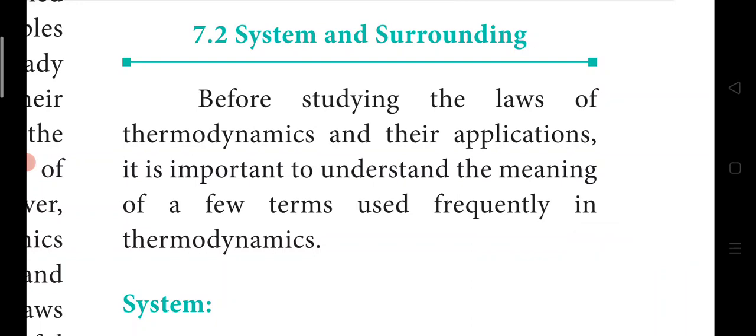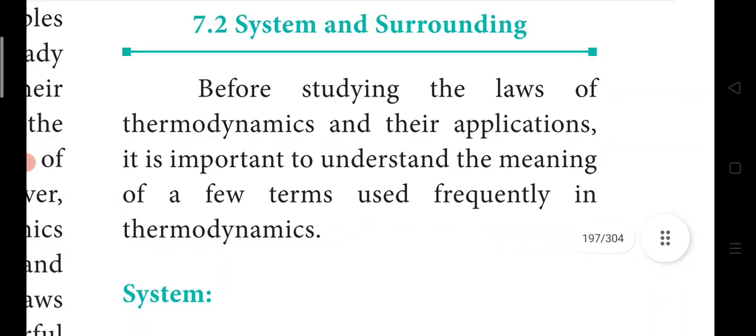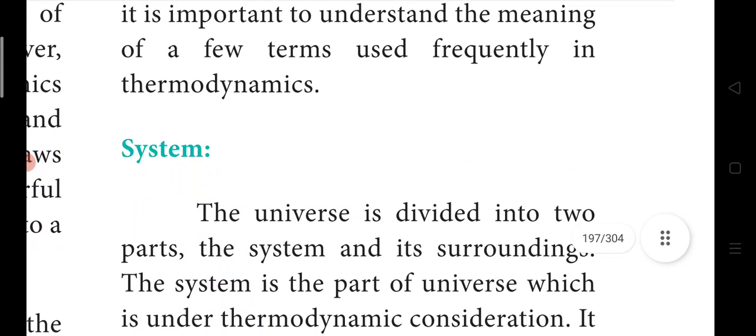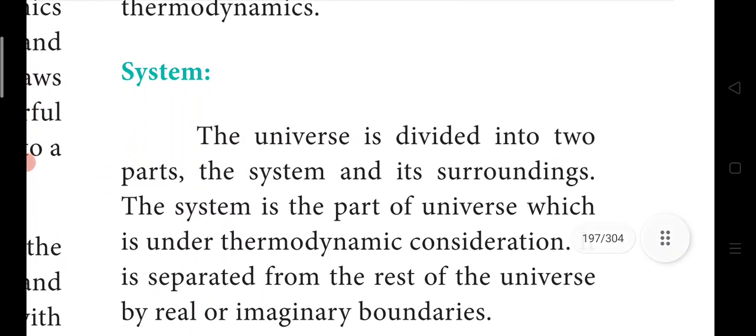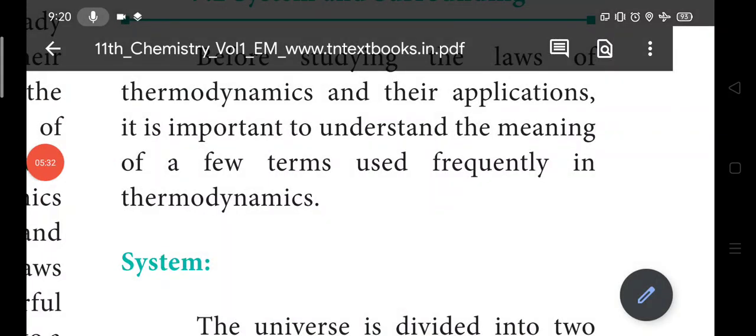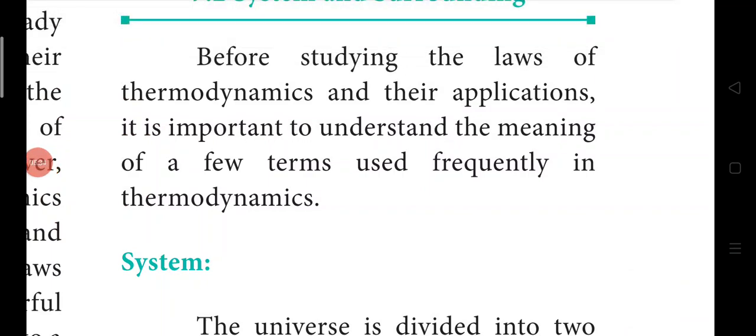Before studying the laws of thermodynamics and their applications, it is very important to understand the meaning of a few terms which are used frequently. First is system. The universe is divided into two parts. See, before going into thermodynamics, we cannot go directly into that chapter.